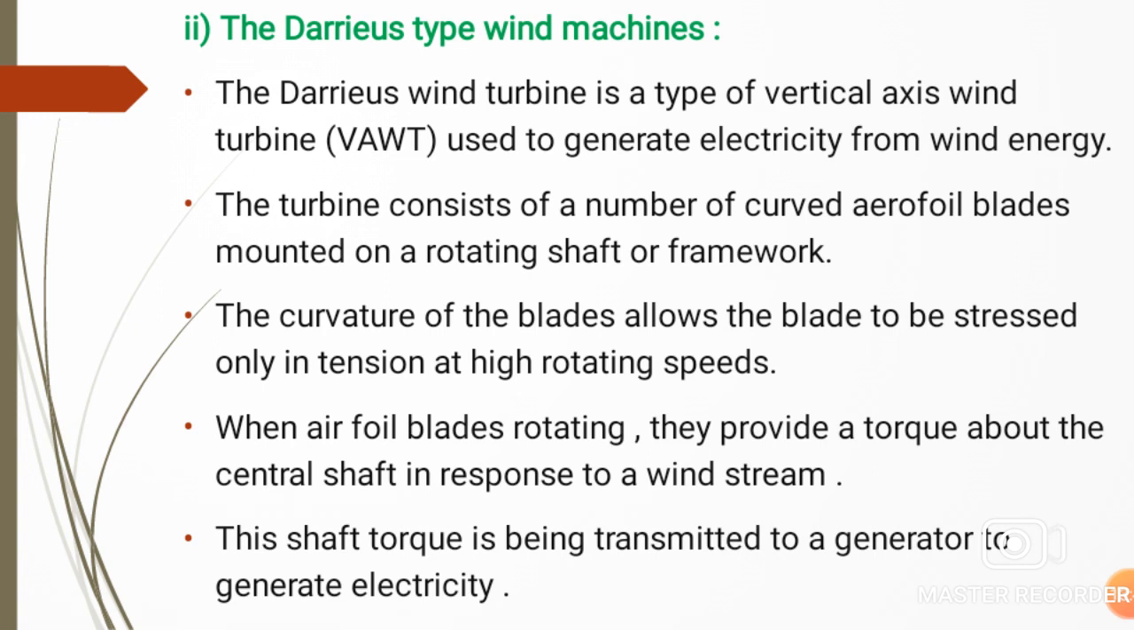This shaft torque is transmitted to the generator to generate electricity. As we discussed, the basic principle for any wind machine is the same. When there is wind, there is a rotation of the blades, and due to rotation of the blades there is a conversion of the kinetic energy of the wind into mechanical power, and this mechanical power is given to the generator through the hub and gearbox part. So this is the basic principle for all wind machines.